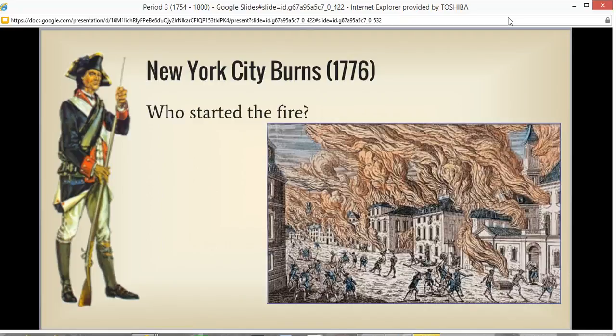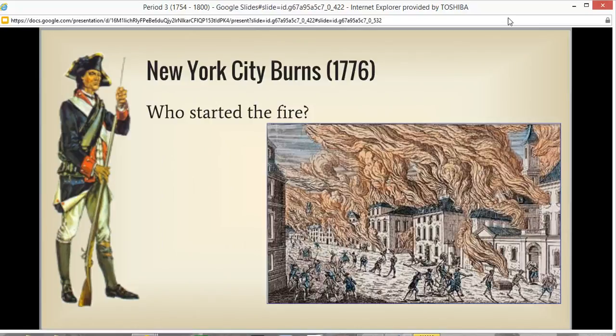We know the type of stuff that the Patriots would do, especially the Sons of Liberty, which actually started in New York City. But we know what they would do, right? Like you saw the tarring and the feathering. And so it's possible that the Patriots started this fire. It's also possible that maybe the Loyalists started it themselves.